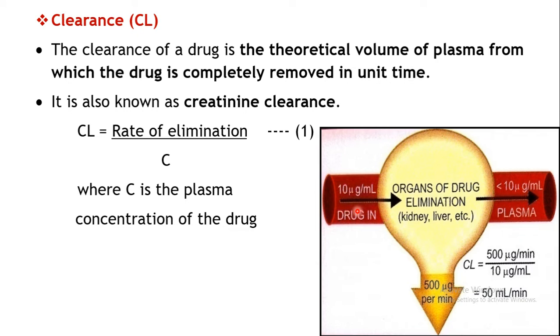Okay, so how can you calculate the clearance? Clearance is calculated by rate of elimination divided by plasma concentration. Plasma concentration you can find out very easily, right? That is determined in terms of micrograms per ml, so you know this value. Rate of elimination means it is the sum total of elimination of the drug, that is the metabolic inactivation plus the excretion of the drug.